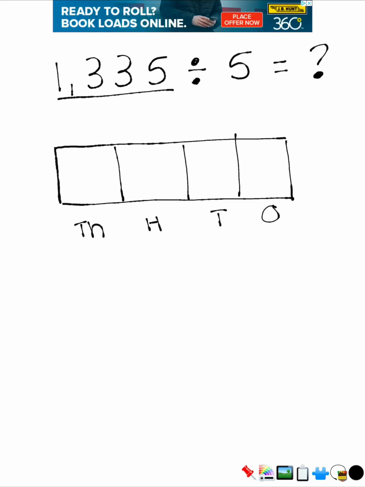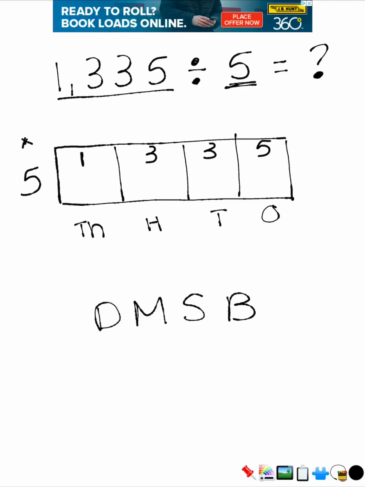So let's go ahead and set up our area model before we get started. Our divisor always goes on the outside, and our dividend is what we put into our boxes. And 1 digit goes in each box. So we also need to write our steps. That way we do not forget them. Divide, multiply, subtract, bring over.